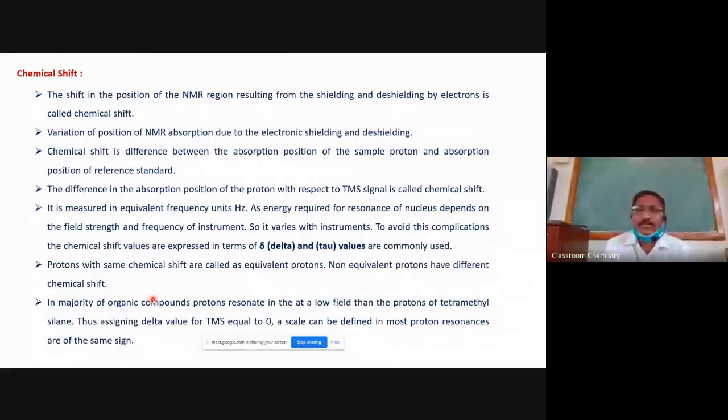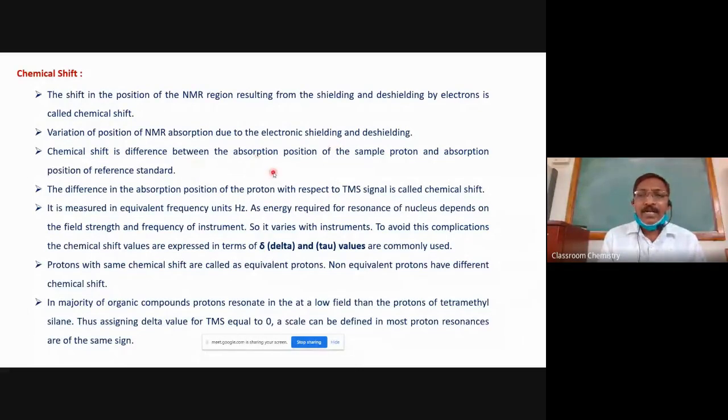Now we will focus on chemical shift. What is meant by chemical shift? It is the position of the proton in the NMR spectrum resulting from shielding and deshielding of electrons. We can explain it as the position of the proton in the NMR spectrum with respect to the shielding and deshielding of the electrons of that particular nucleus. The variation of position of NMR absorption is observed in the spectrum. Different protons have different positions because of the electronic shielding and deshielding effect. That is nothing but the chemical shift.